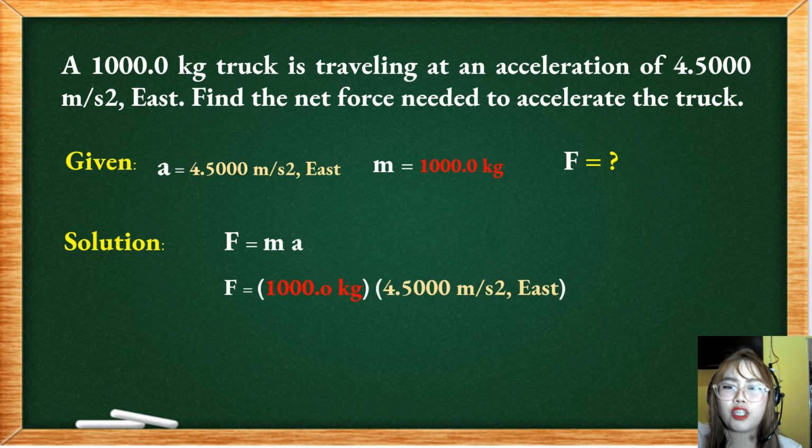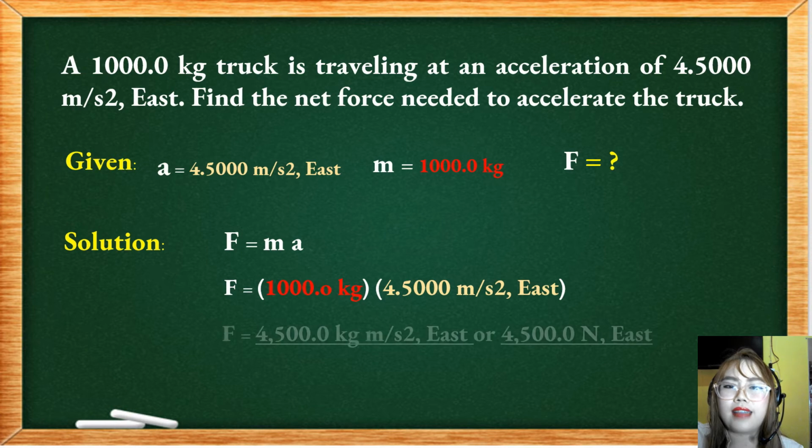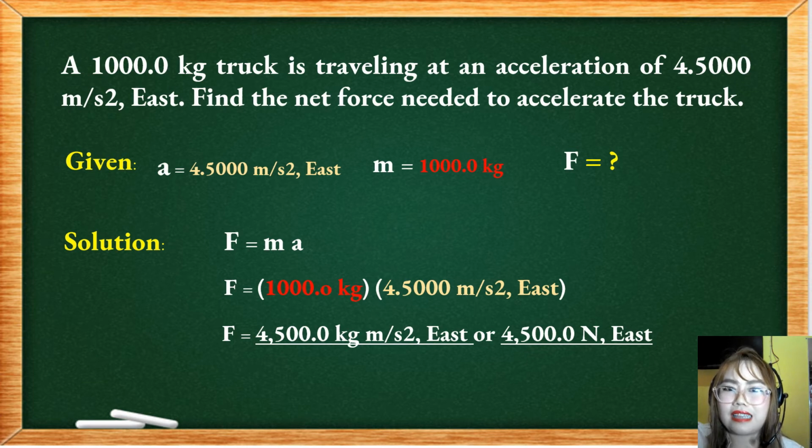Then, substitute all the givens to the formula. Force is equal to 1,000 kg, which is the mass, times 4,500 meters per second squared east, which is the acceleration. And now, the answer is force is equal to 4,500 kg meter per second squared east, or 4,500 Newton east. Okay, students, did you get it? Very good.